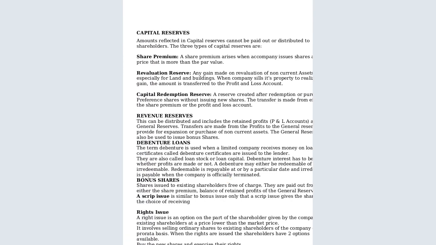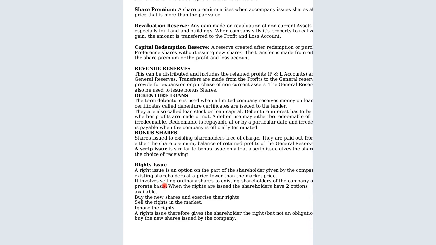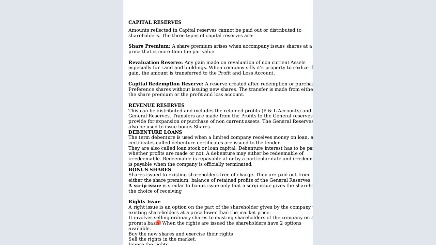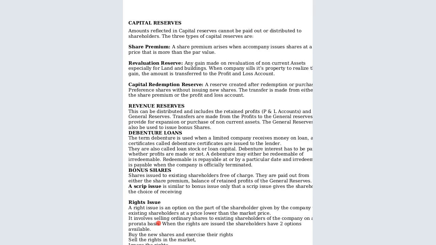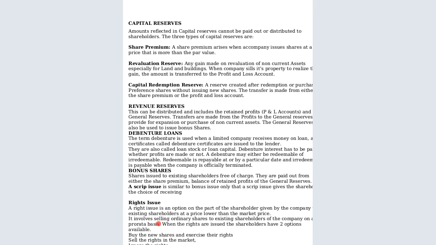So remember, in an exam situation, they can request you to explain the three types of capital reserves, their meaning. So that's why you need to understand those at least, and you can be able to define them. Now the next one is revenue reserves. So remember, you have seen we have capital reserves. Now we have revenue reserves. Capital reserves, to be honest, there are those three types: share premium, revaluation reserve, and a capital redemption reserve. Now, what about revenue reserves? And remember, again, I'm repeating, capital reserves, to be honest, they cannot be paid out to shareholders.